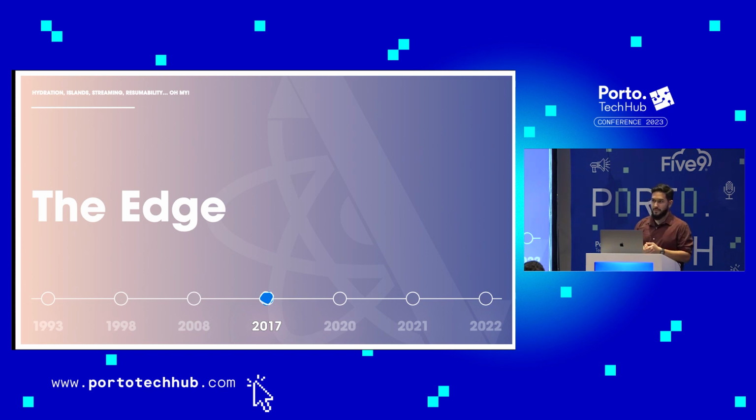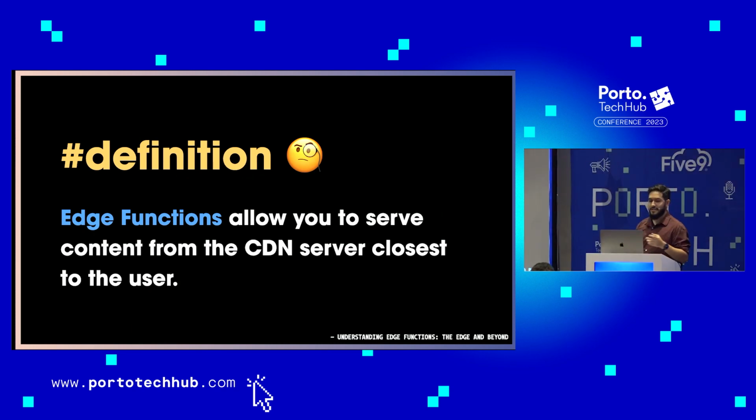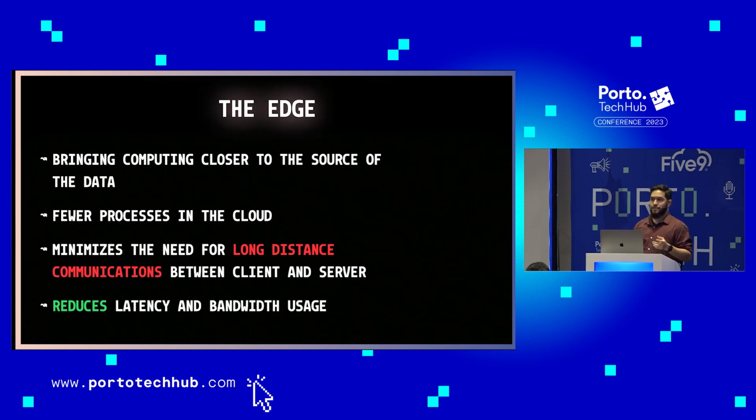And we got the edge. We hear a lot about the edge in recent days, and you'll see even the terminology of edge-first frameworks, edge functions, edge computing, all of that. So just your basic topic, edge functions are basically the thing that allows you to serve content from the CDN server that is closest to the user. If you compare that to serverless functions, for example, serverless functions will be deployed to specific regions, and they're going to run in these regions regardless of the initiator's origin. Whereas edge functions are going to run as close to the requester as they can, on what's called a distributed edge server.